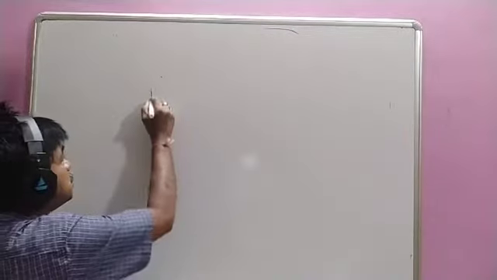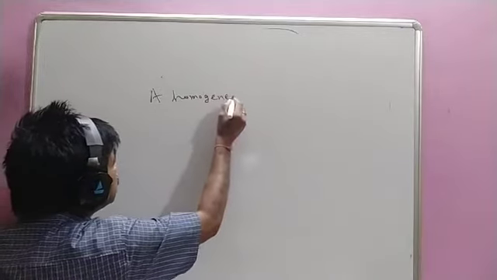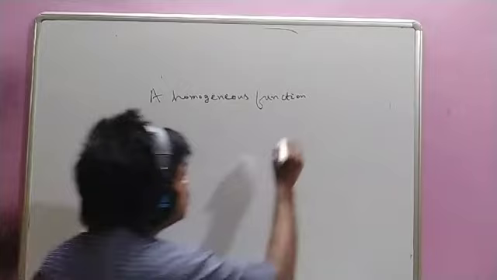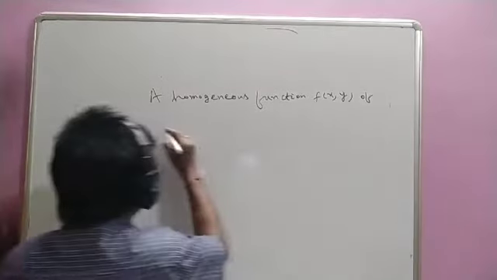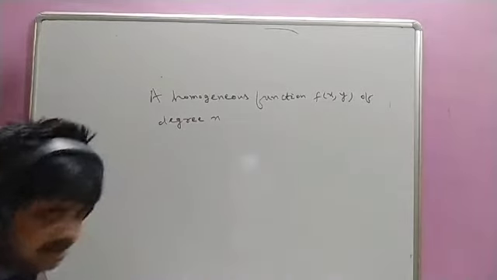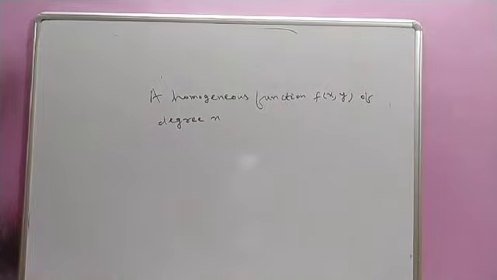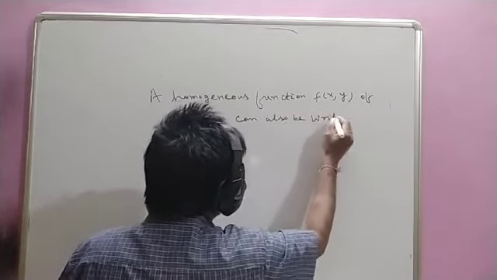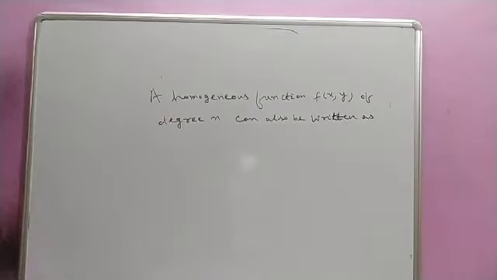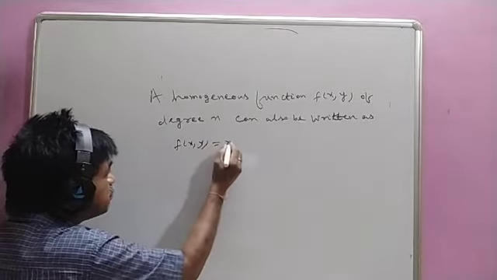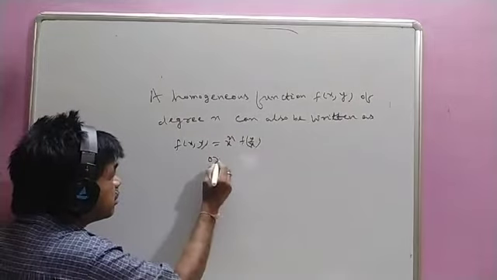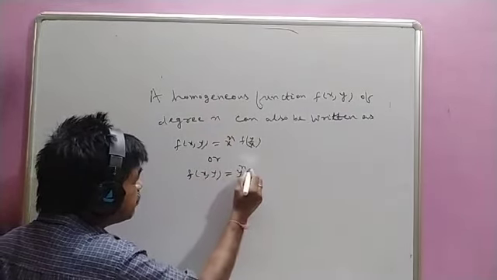Okay. So let us see. You write: a homogeneous function f(x,y) of degree n can also be written as f(x,y) equals x to the power n into a function of y by x, or you can write f(x,y) equals y to the power n into a function of x by y.